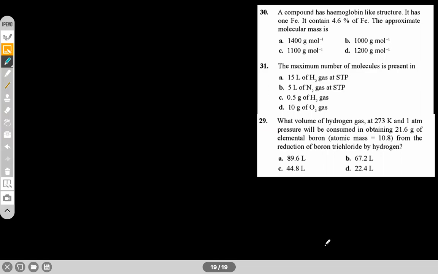These three questions, you try. Per mole calculation you have to do. It means the atomic mass is what? The mass of 1 mole, right? That is the mass per gram we have.